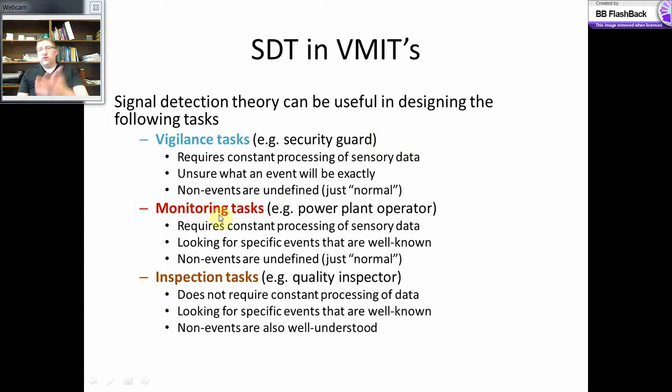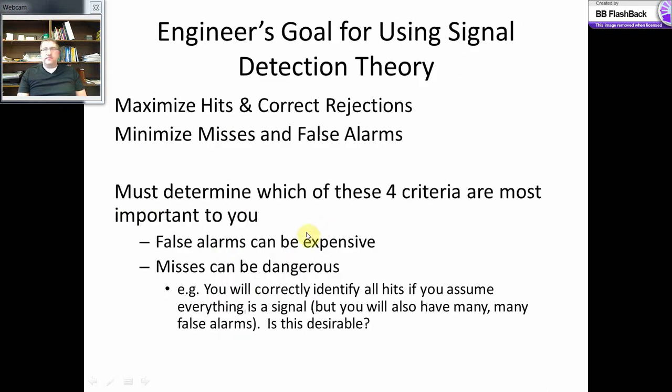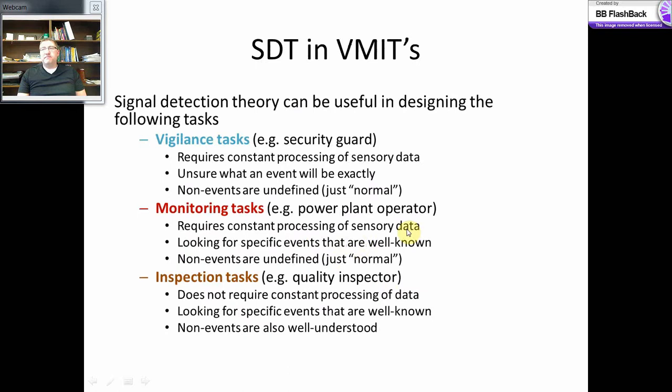The other, or the middle kind here, monitoring tasks. This is like a power plant operator or someone who has specific things they have to look for. So constant processing of sensory data. You never have a time off. It's not like, all right, every 30 seconds I'm going to look at this screen or something like that. You're constantly taking in information pretty much all the time, but you're usually looking for some well-known events. You're watching to see if the gauges hit the red, or you're watching to see if the reaction at the power plant is going appropriately, or whatever it is, or any other monitoring task.